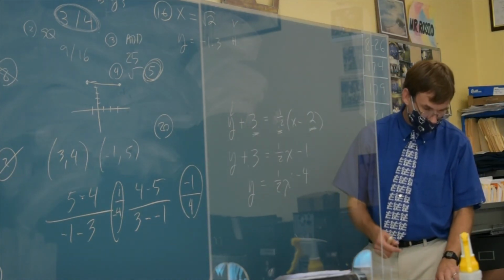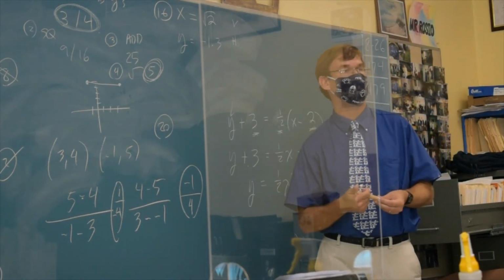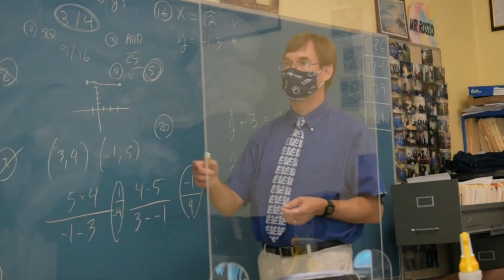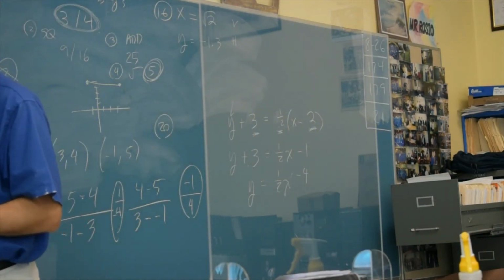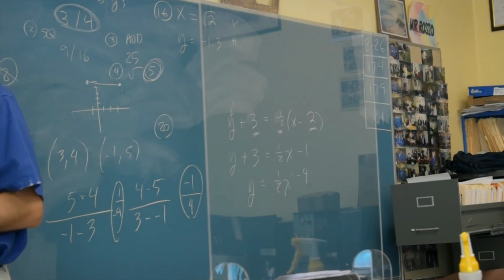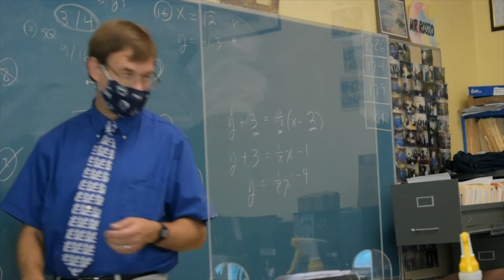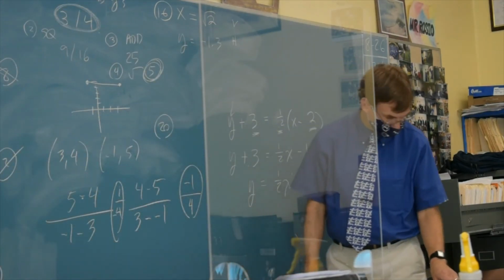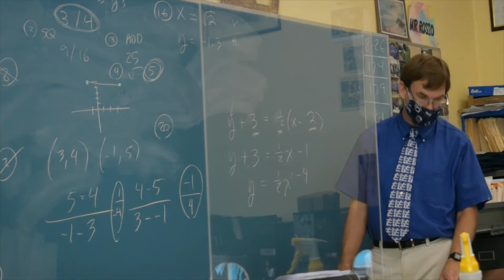26, they tell you there's no slope. So what do you know about no slope? No slope is vertical. No slope is x equals some number. And then what x number did they give you in 26? In 26, they gave us 1/3, so it'd be x equals 1/3.